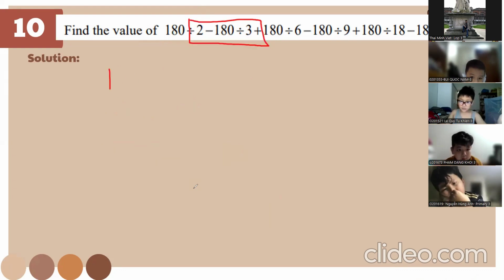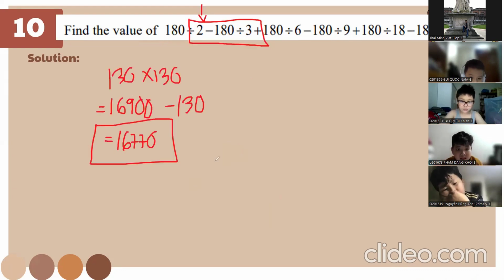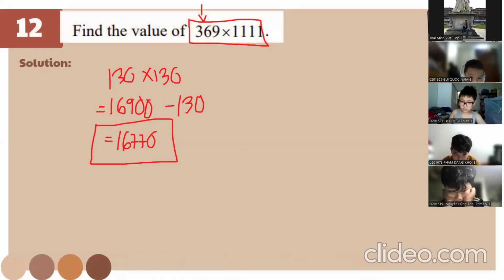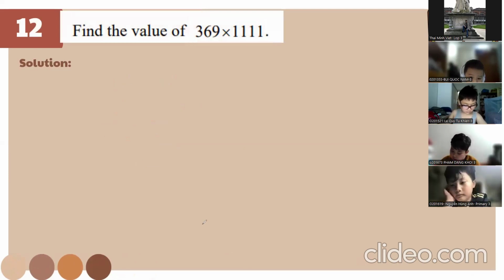So let's go ahead. So we are on to number 12 right now. So how do we do this, class? 369 times 111.